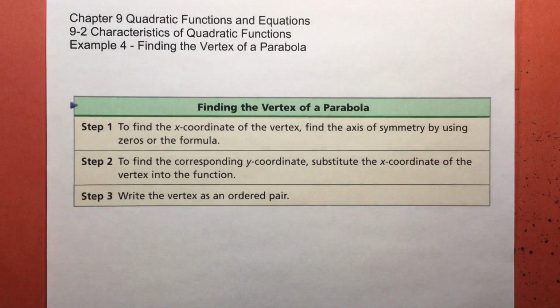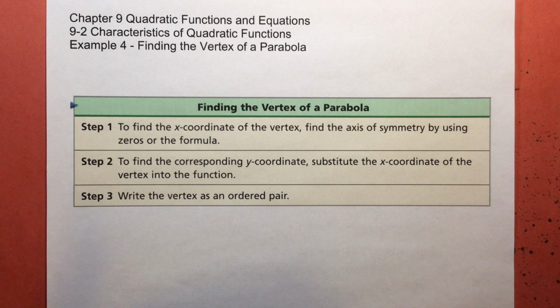Hello, we're still working in Chapter 9, Section 2, Characteristics of Quadratic Functions. So what have we done so far? Seems like a lot, but I don't want you to think that any of it's truly that difficult. We found zeros by looking at the graph where it crosses the x-axis. We found the axis of symmetry by looking at the graph.